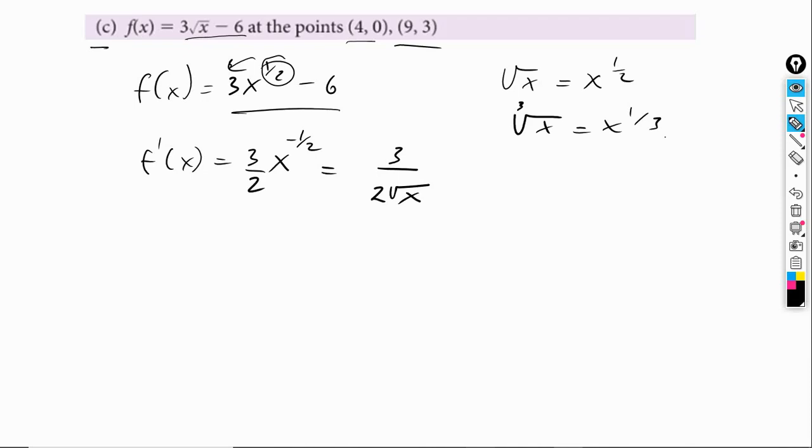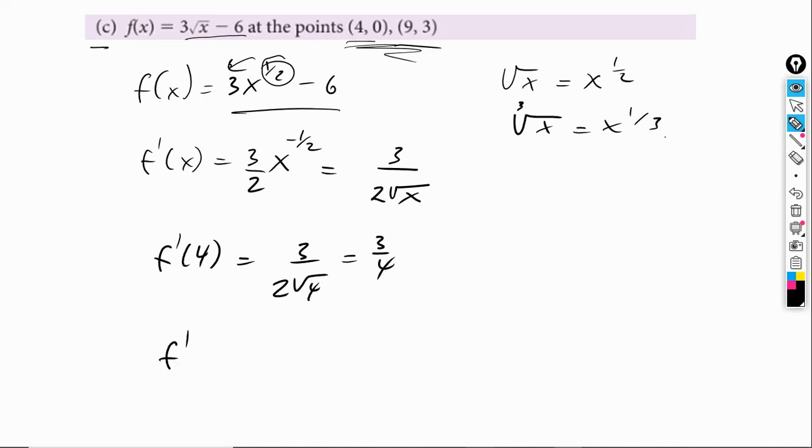Therefore, if I want to test these points to see what the gradient will be, just plug them into the derivative, right? So we have to plug in 4. That's what I'm going to do here, 4. Plug in 4 into the derivative, and we're going to get 3 over 2 square root of 4, and this will give us 3/4. So that will be the gradient of the line at x equals 4.